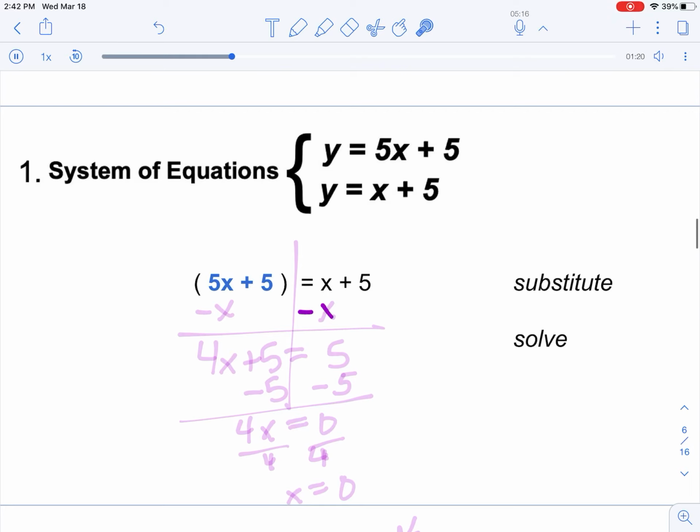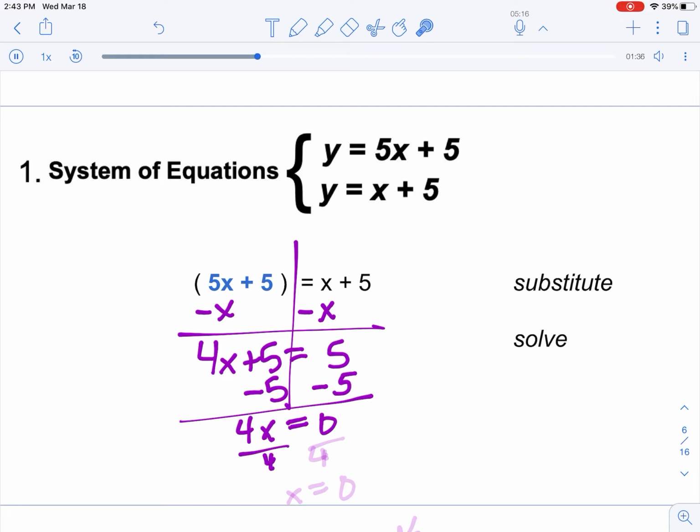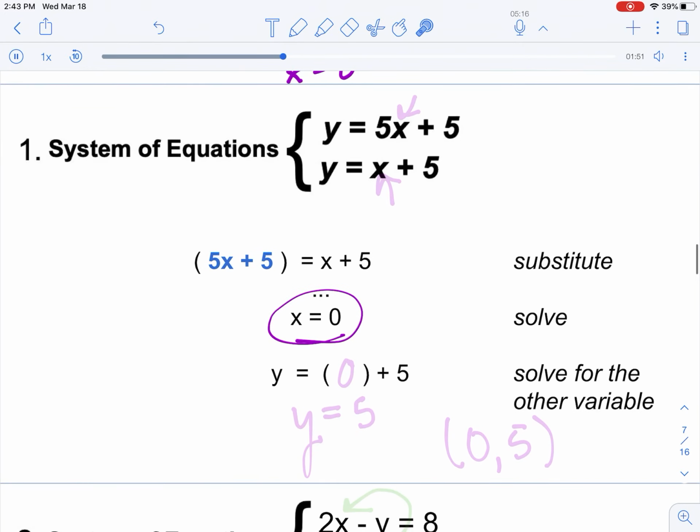So I'm going to move all of my x's to one side of the equation. And then I'll move all of my numbers to one side of the equation. And divide by 4, x equals 0. I'm not done yet though, because I only know x, and I would really like to know both x and y. So after I've solved for x, I have to take that x equals 0 and substitute it either in for this x or for that x. So I'm going to go ahead and use the second equation. I think it's a little simpler. y equals 0 plus 5, so y equals 5. And I can rewrite this as an ordered pair. There's my solution.